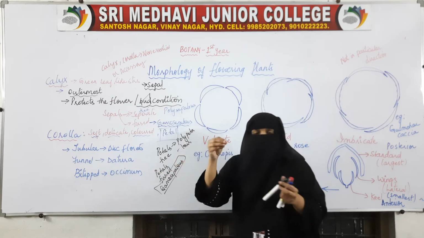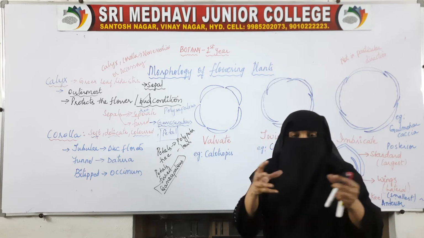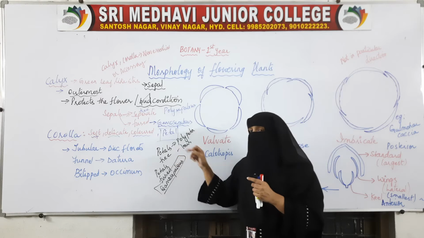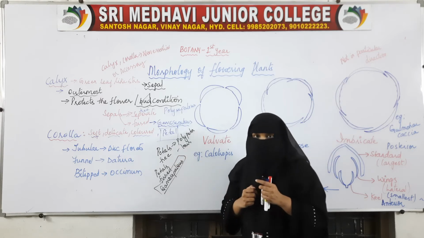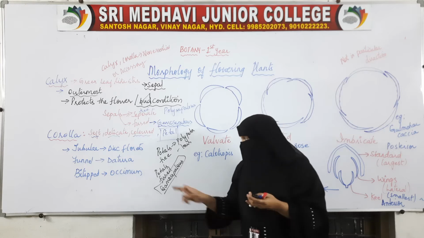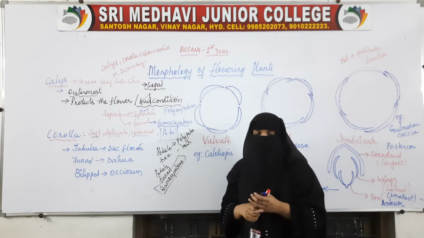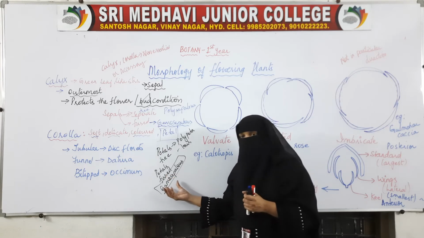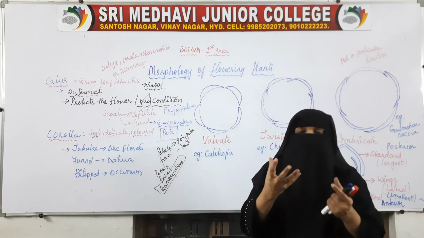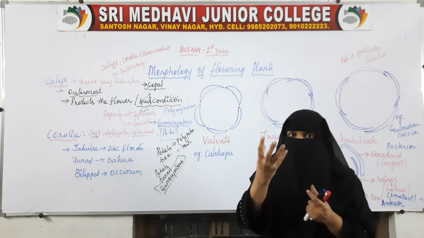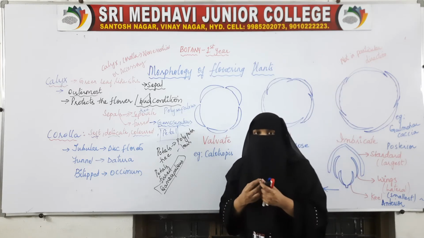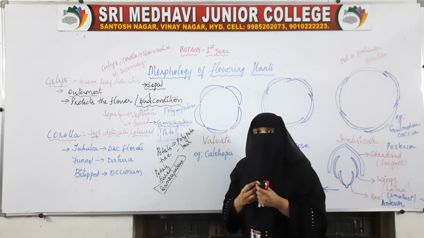Here, if the petals are free, not attached to each other, such a condition is called polypetalous. If the petals are fused together, then it is called gamopetalous. And when the petals fuse, they form different shapes. They give different shapes to the corolla, depending on how they are fused.